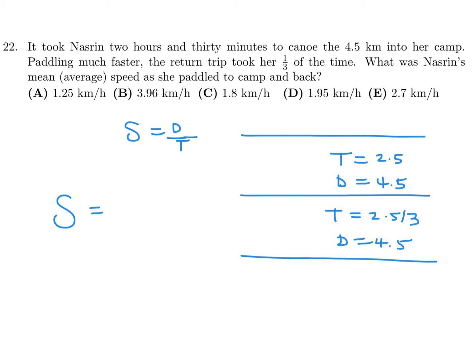So the overall speed, or the average speed, would be distance over time. First we have to add up both distances, 4.5 plus 4.5, and then divide by the two times, so divide by 2.5 plus 2.5 over 3. You guys can crunch out these numbers, and when you do, you get approximately 2.7, I believe. So number 22, the answer is E.